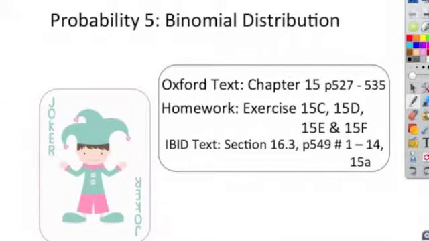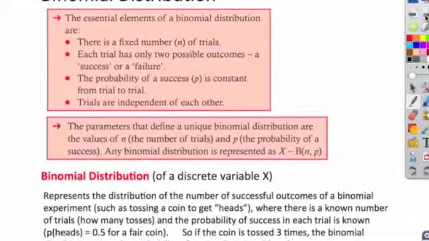This is probability lesson number 5. It's called binomial distribution. A binomial distribution is a type of probability distribution. So what is a binomial distribution?